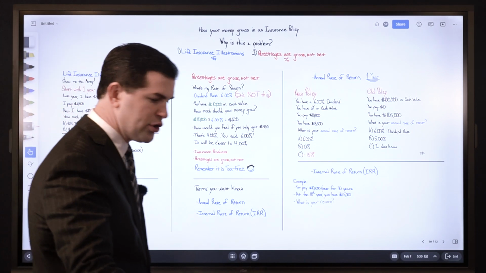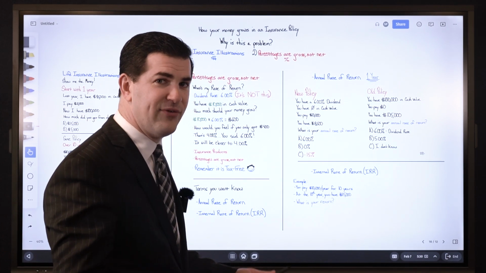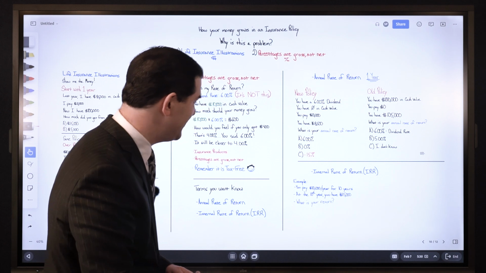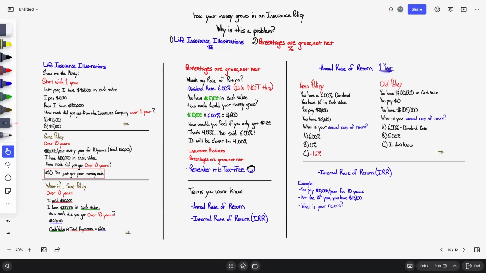So internal rate of return can be a little bit more confusing. I'm not going to get into the definition of internal rate of return in this video. We're going to go through an example. If you paid $10,000 per year, every year for 10 years, and at the 10th year, you have $115,000, what is your return? 15%, 2.5%, or 5%, specifically your internal rate of return.